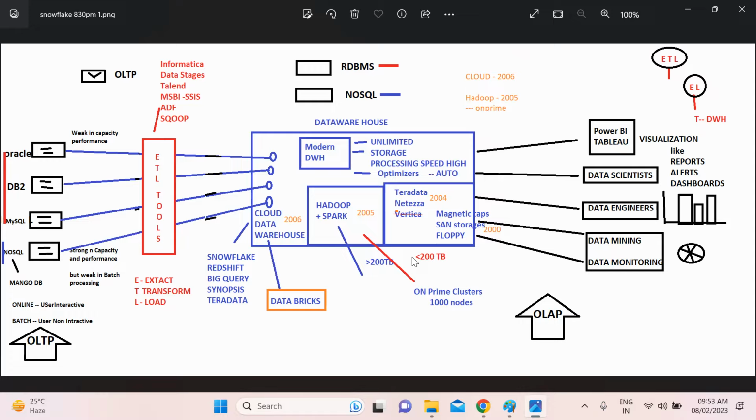I think you can understand what a data warehouse is now. Yes, sir. So actually, a data warehouse is nothing but a storeroom in your home. Like a warehouse, unused products will be stored in your storeroom.